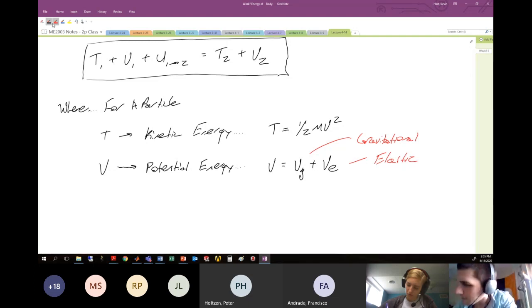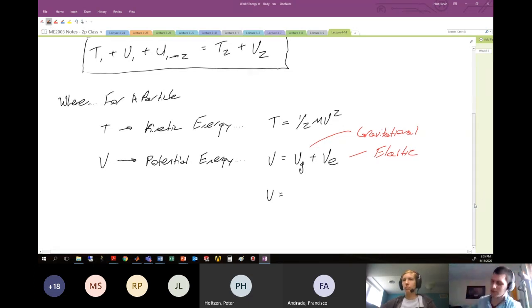All right, where this Vg is the potential energy due to gravity, which, going back to probably your high school physics days, you know to be something like mgh, where h is the height of your particle relative to some datum that you define. And then here, plus we have elastic energy.